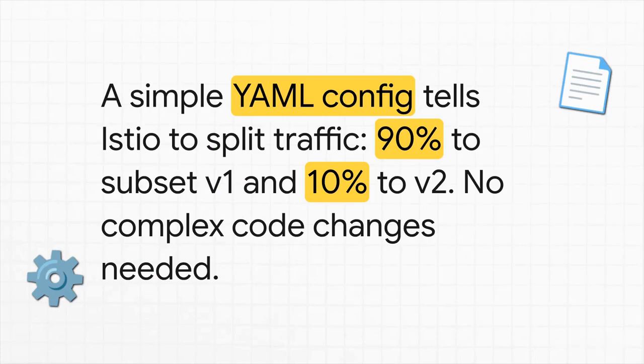So you might be thinking, wow, that must be some complicated code. But check this out. It's not. It's just a few lines in a simple configuration file. You're literally just telling Istio, hey, for this service, send 90% of the traffic to the destination named V1 and send the other 10% to V2. That's it. It's so simple, but so incredibly powerful.